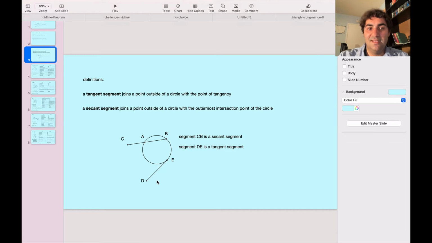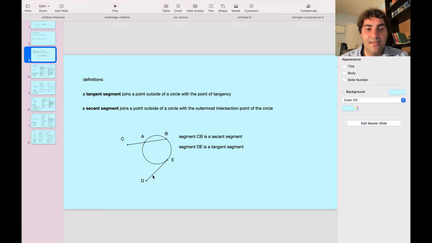A few more definitions. A tangent segment joins a point outside of a circle with the point of tangency. A secant segment joins a point outside of a circle with the outermost intersection point of a circle. If we look at segment CB, point C is a point outside the circle, and point A is the innermost intersection point, by which I mean the point closest to point C. Point B is the outermost intersection point of the circle. So this whole segment CB is the secant segment, and you can extend this segment into a line, which is the secant line.